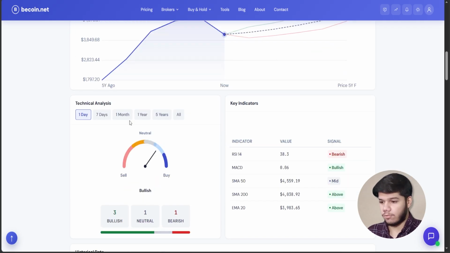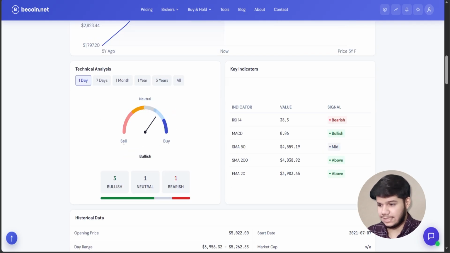And if you scroll a little bit more, you find the technical analysis section. Here is the meter which says sell, neutral, and buy. If I click on 1 day, it says a little bit of buy, not a very strong buy. If I go on 7-day, it says a little more buy, near to strong buy but not quite. If I click on monthly, you will see neutral and the meter is right on the buy section. If I click on yearly, the meter is still there, and 5-yearly and all as well.